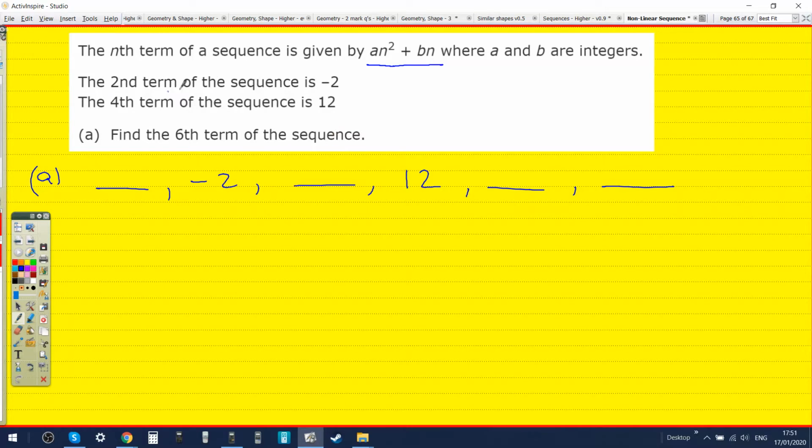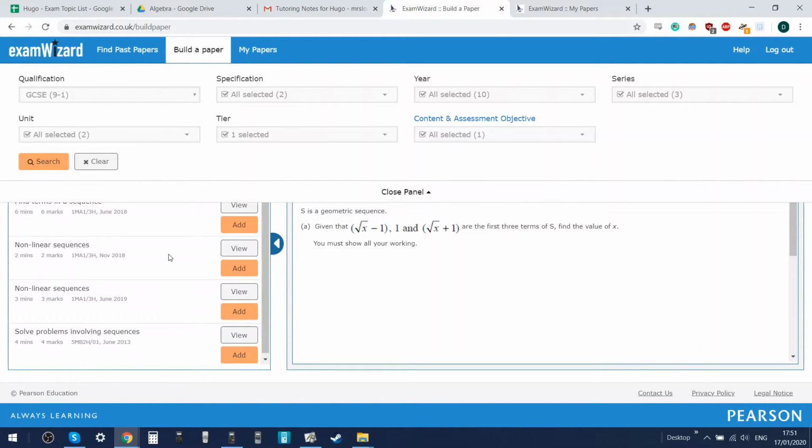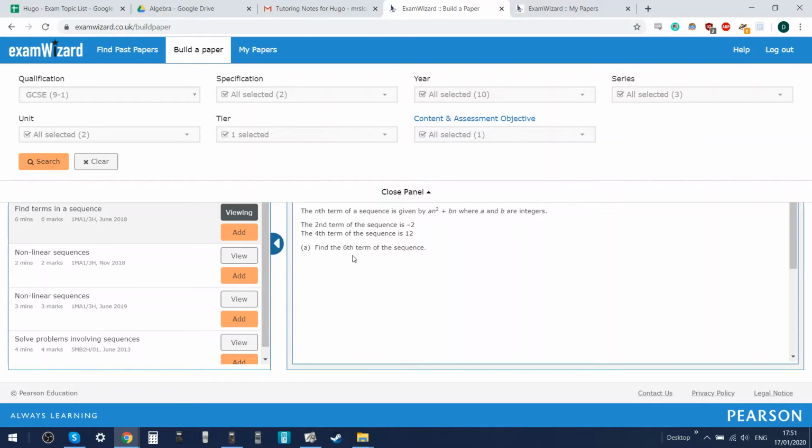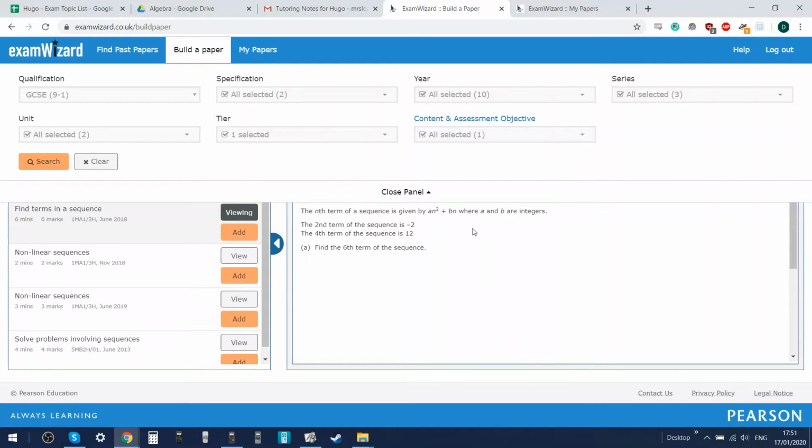Hang on, how does this work? How can that be negative and this be positive? So what times minus 3? So minus 2. No, something's wrong here. Hang on. Which one am I looking at? This was 6. Yeah, find the 6th term. The nth term of the sequence is given by that. Second term, fourth term, find the 6th term.